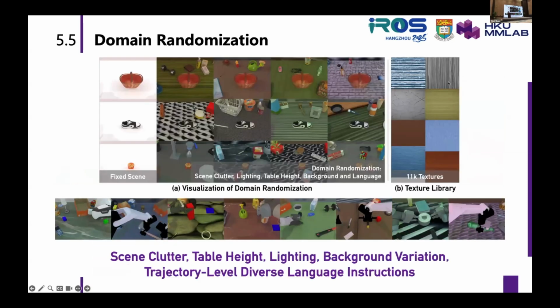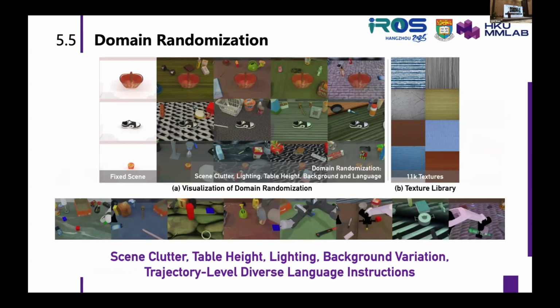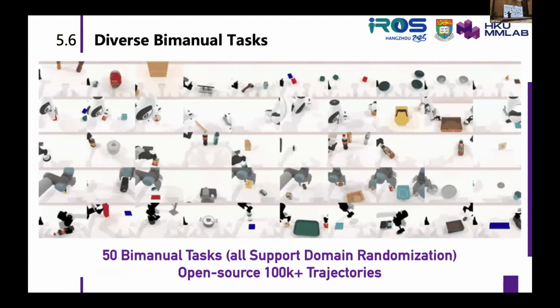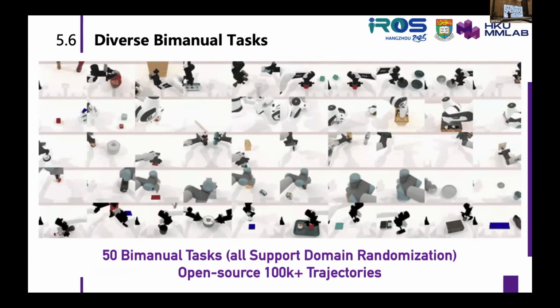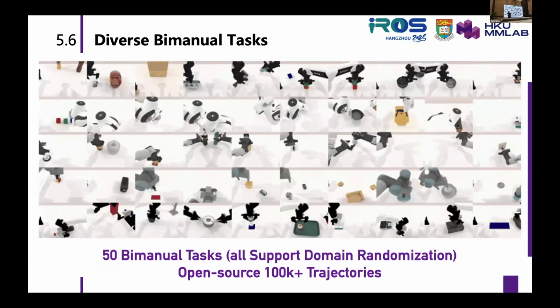And then we propose a domain randomization method. We do domain randomization across scene clutter, table height, lighting, background variation, and trajectory-level diverse language instructions. With this highly randomized data, we can achieve very good sim-to-real performance. And with those pipelines, we propose 50 bimanual tasks, also supporting domain randomization. All tasks support different embodiments for data collection.